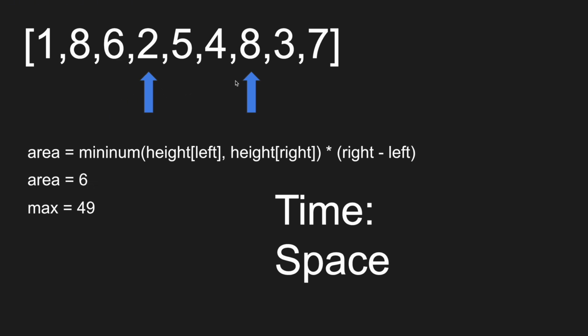We have an area of 6 because the width is 3 and the height is 2. So 2 times 3 equals 6. Since 2 is smaller, we shift the left pointer again. We form an area of 10 because the width is 2 and the height is 5. So 5 times 2 is 10. So we shift the left pointer again since 5 is smaller than 8. This forms an area of 4 because the width is 1 and the height is 4. 4 times 1 equals 4. So we shift the left pointer again. Now that the two pointers have met, we can return whatever the max area is, which is 49 for this example.